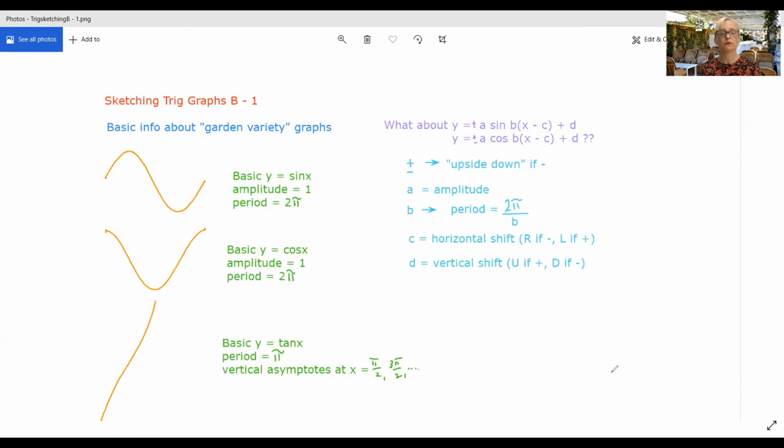And what I would refer to as your basic garden variety graphs are your very basic y equals sine of x, your very basic y equals cos of x, and your very basic y equals tan of x graphs. One period's worth of your sine of x, starting at the origin, looks like this. One period's worth of your cos of x starts up at 0, 1 and looks like that.